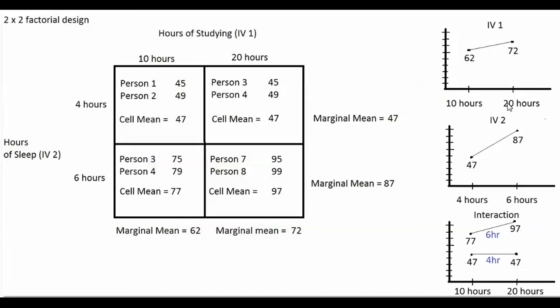And we can see the main effect of IV2 right here. We can see that the 4 people who got 6 hours of sleep did better overall than the 4 people who only got 4 hours of sleep. But the most interesting outcome in this data set is the interaction right here, which shows that in the 6-hour condition, hours of studying did have an effect, and in the 4-hour condition, hours of studying didn't have an effect.